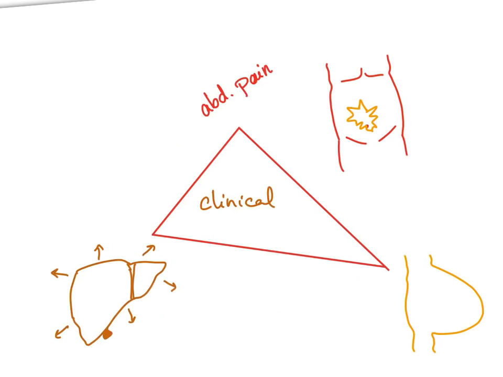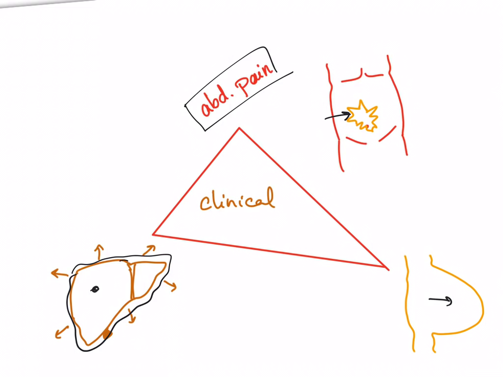What are the clinical findings? There is a triad of abdominal pain, ascites, and an enlarged painful liver, because the capsule of the liver has nerve endings. So when the liver enlarges, it stretches the capsule, leading to pain.